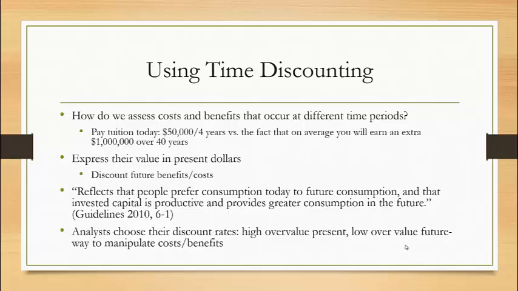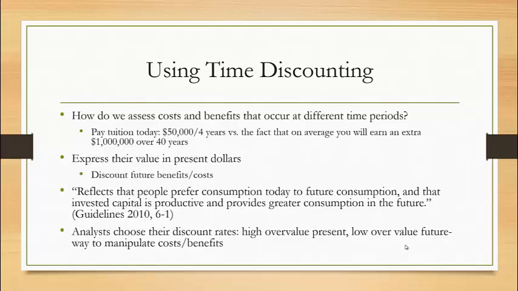And so analysts choose their discount rates. This is something to be a little bit leery of, because when you overvalue or undervalue the present, it's a way to manipulate your costs and benefits. If you want to make a choice where the benefit is greater in the present moment, you are going to give a greater value to the present, right?